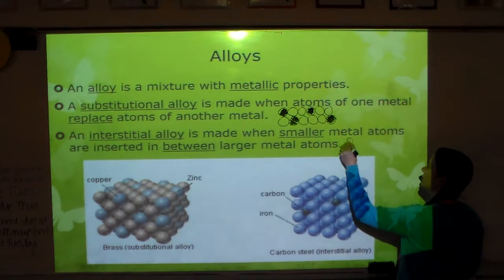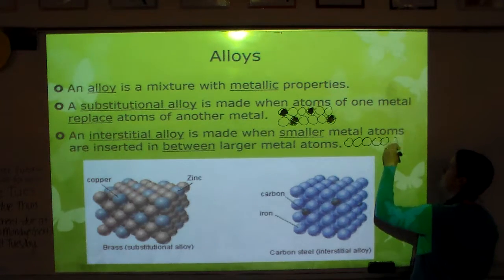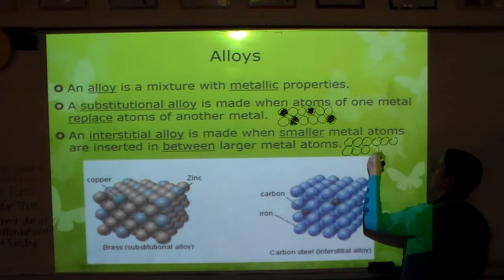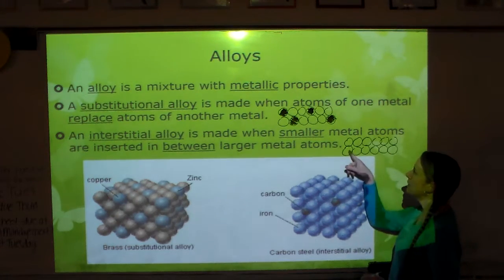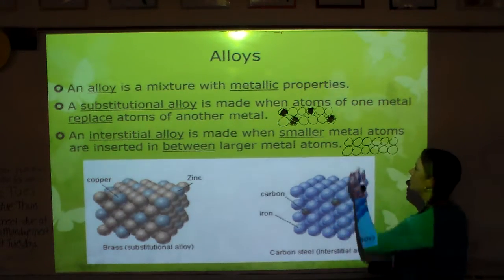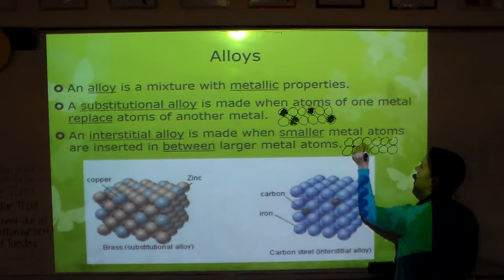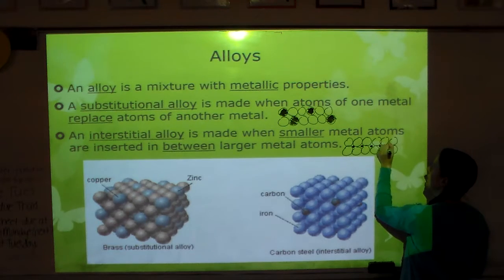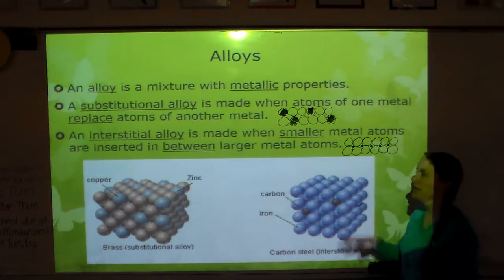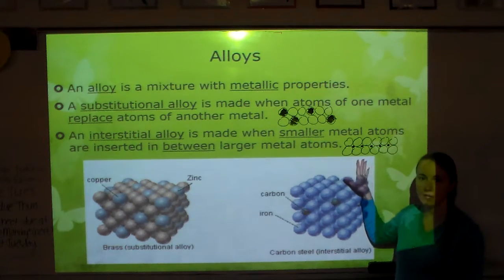So what that means is, let's start with our metal again. So this is our metal, and we introduce a smaller metal atom. Because they're smaller, they can't really replace the larger ones, but they can fit in these little spaces in between. They insert themselves in between the larger metal atoms. Okay, and so this would be what interstitial would look like.